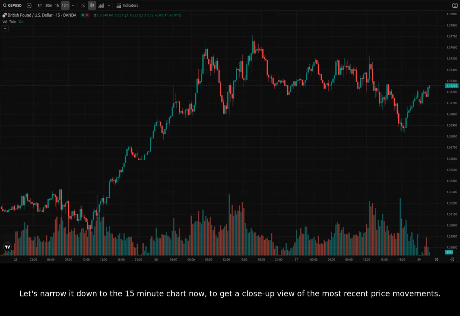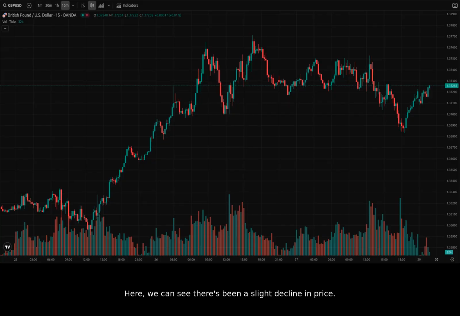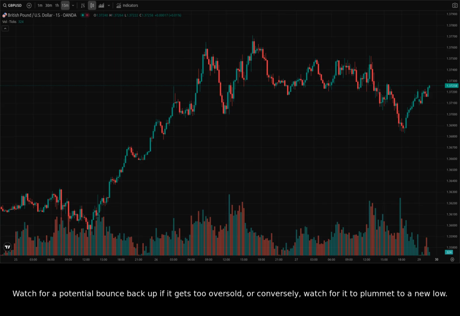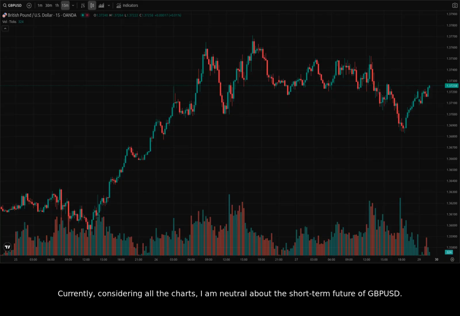Let's narrow it down to the 15-minute chart now to get a close-up view of the most recent price movements. Here, we can see there's been a slight decline in price. Watch for a potential bounce back up if it gets too oversold, or conversely, watch for it to plummet to a new low. Currently, considering all the charts, I am neutral about the short-term future of GBPUSD.